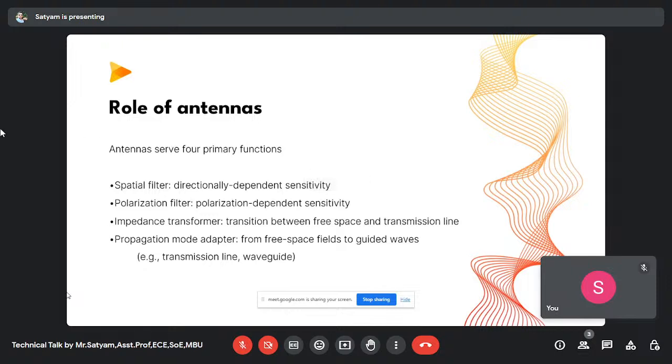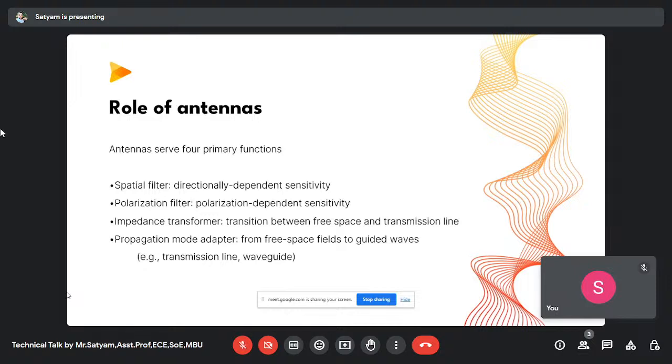The last thing is the propagation mode. As you are aware, on one side of the antenna we have the transmission line, which is a guided structure, or the waveguide, which is a guided structure, where the mode is TEM, right? And on the other side of the antenna it is free space, open air, where the mode is TE or TM. So there is a change in the mode.